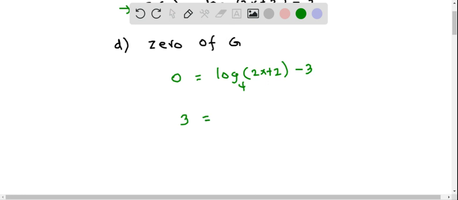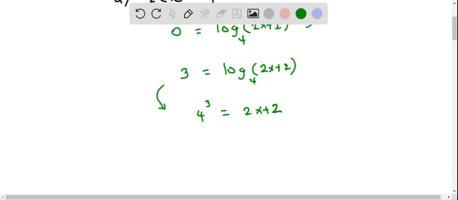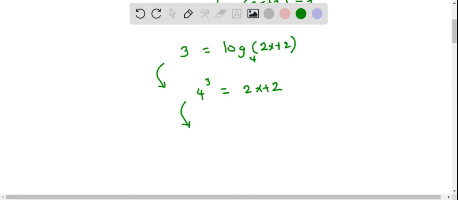So I get 3 equals log 2x plus 2 base 4. Now we write the equivalent exponential form, that is 4 raised to the power of 3 and this equals 2x plus 2, and this is 4 cubed. This equals 4 multiplied with itself 3 times. This is 4 times 4 is 16 and 16 times 4 is 64. So 4 cubed is 64 and this equals 2x plus 2.